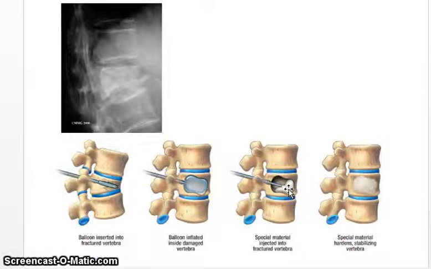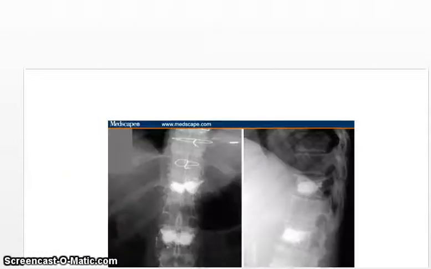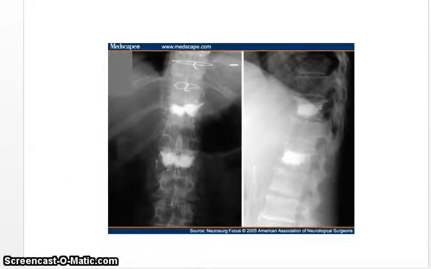Now the difference between vertebroplasty and kyphoplasty is that with vertebroplasty there's not a balloon inflated. They skip the balloon part. They just put the needle in and inject the cement and done. With kyphoplasty, there's an extra step where they inflate a balloon to create a space to inject the cement. Okay, so this is what an x-ray of a spine looks like after a vertebroplasty or kyphoplasty procedure has been done. Again, you can see the cement within the vertebral bodies.